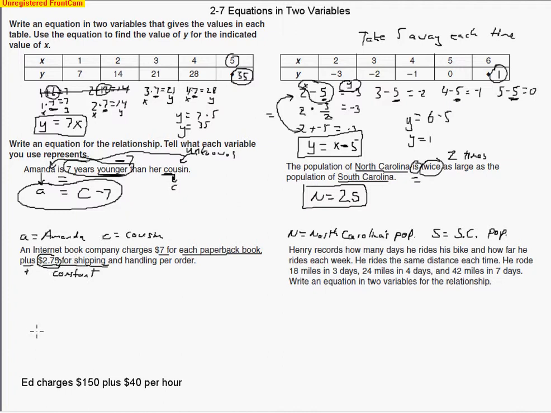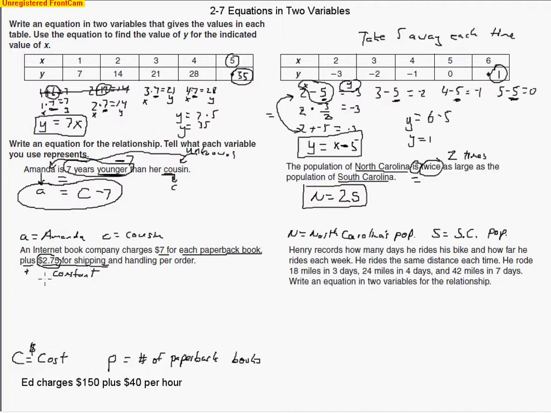Let's say that an internet book company, let's go with the cost. Let's use C as the final cost. And let's call, it says each paperback book. We don't know how many paperback books we're going to buy. Let's do P equals the number of paperback books. So those are the two unknowns. We don't know how much we're going to spend. We don't know how many books we're going to buy.